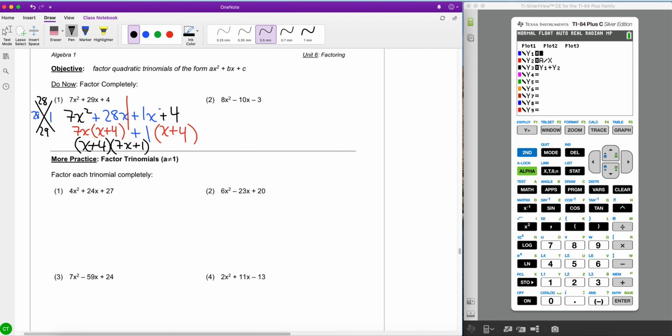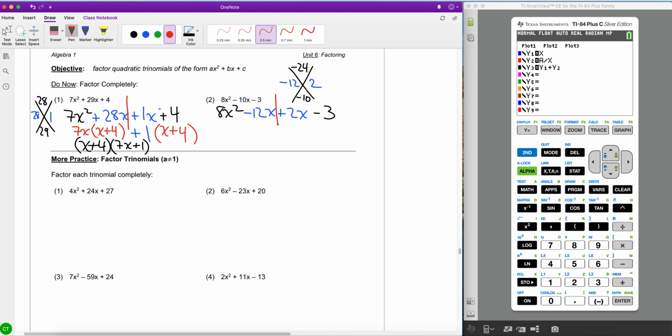All right. So for the next one, we have a negative 24 up top. We have a negative 10 on the bottom. What are my two values? Negative 12 and 2. All right, so we're looking at 8x squared minus 12x plus 2x, then minus the 3. Split it down the middle.